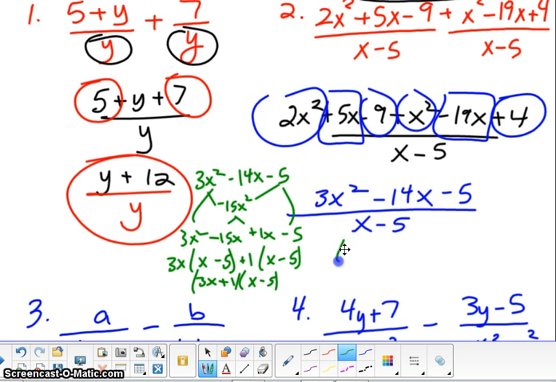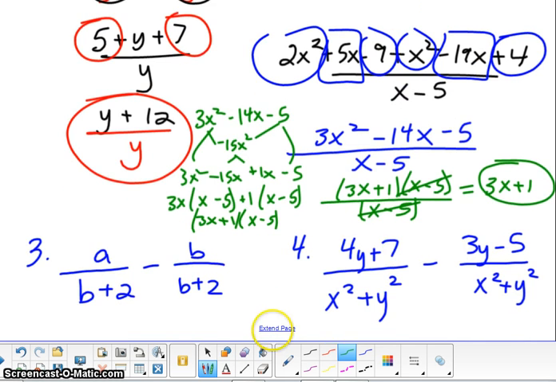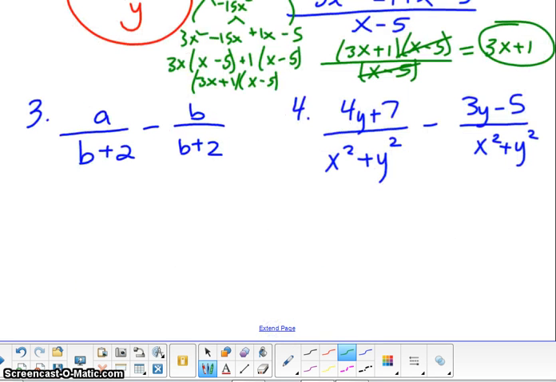So now I'm going to transfer that over to our original problem. And just like yesterday's lesson, anything you can cancel with a product, you may do so. So those can go away, leaving me a final answer of 3x plus 1. Okay, I want you to go ahead and push pause and try the next two on your own.